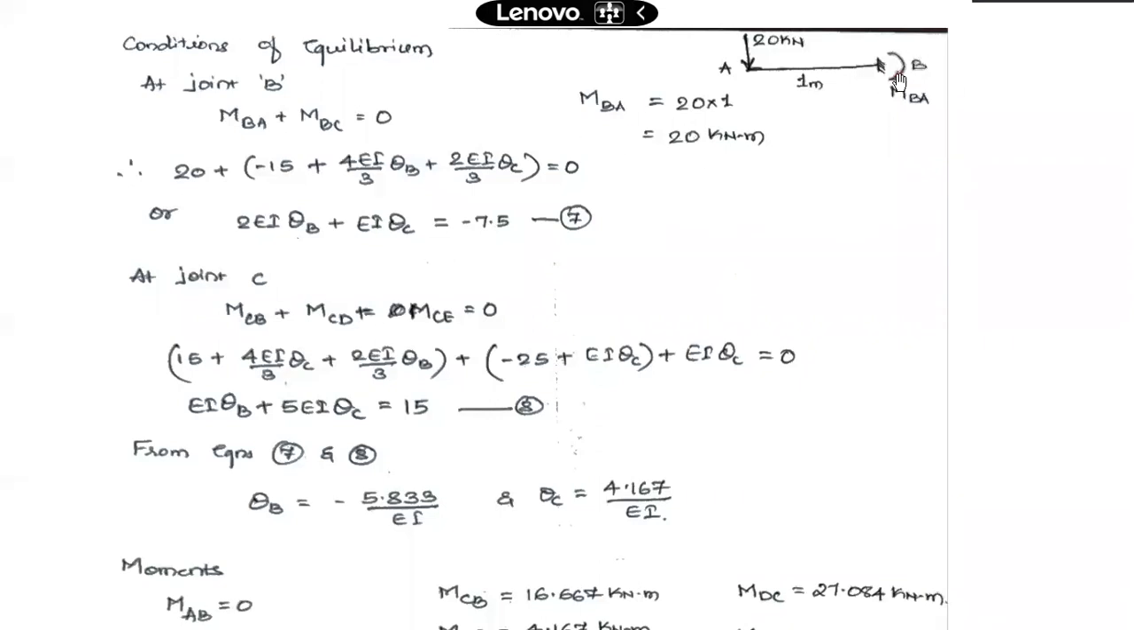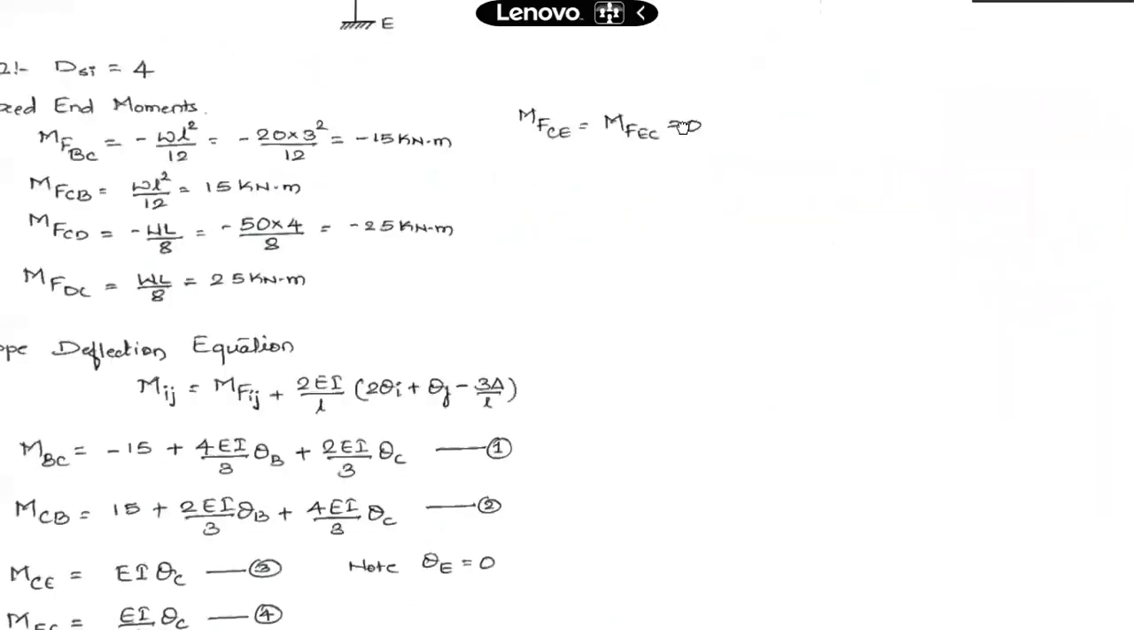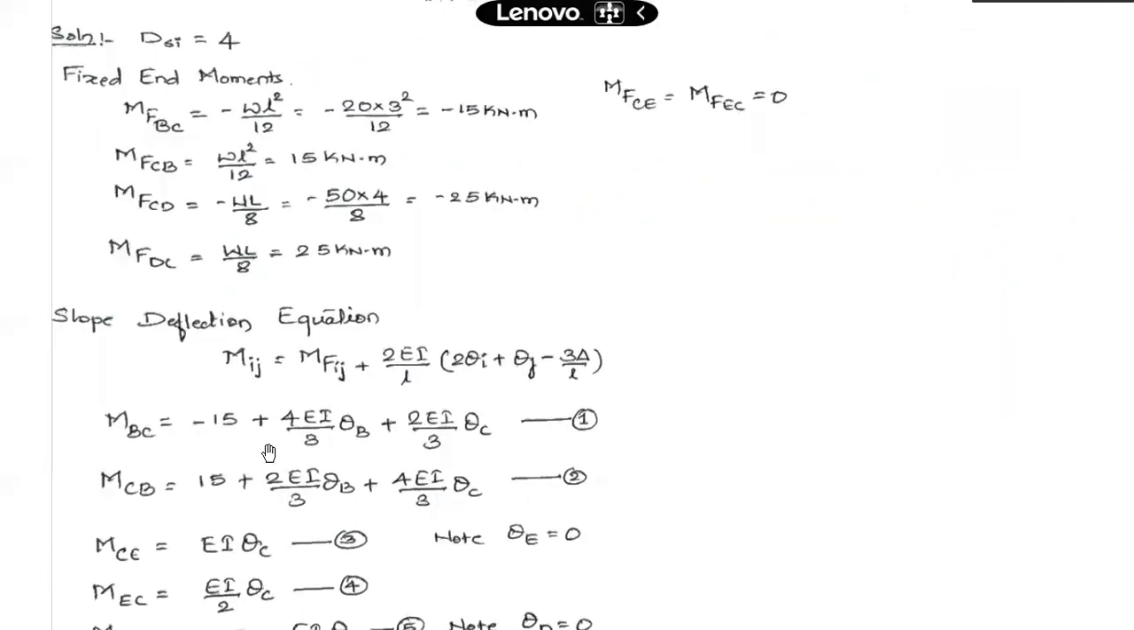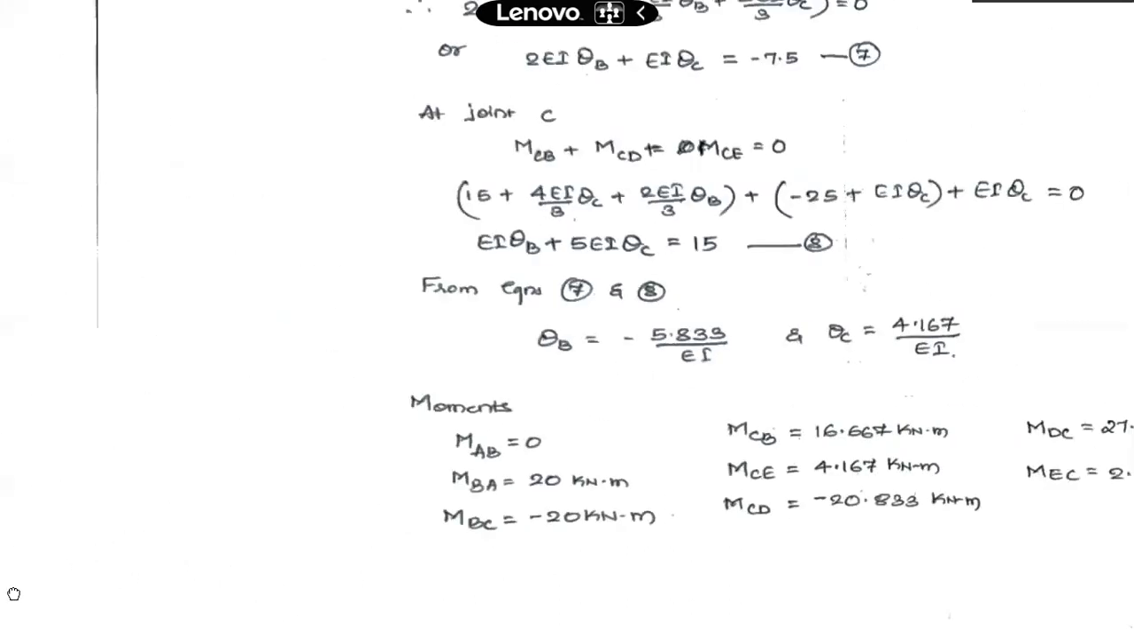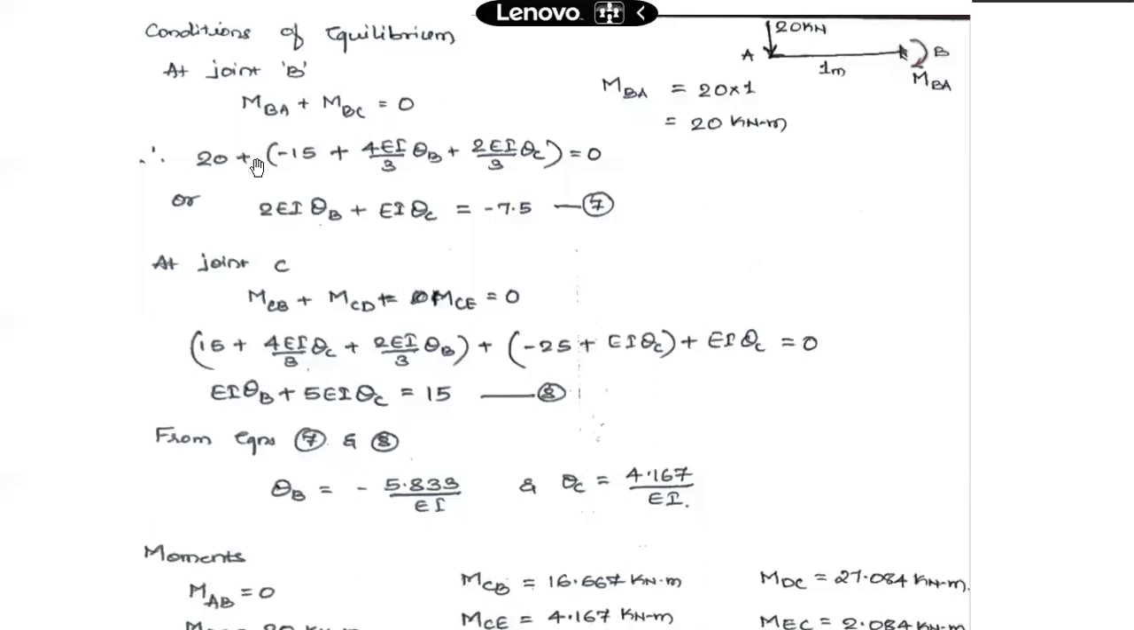Okay, this is a reaction at this fixed end. You can look at this as a cantilever beam. So the reaction here is opposite to this applied moment. So 20 clockwise moment, MBA 20, plus this was our equation number 1, I think. This one, MBC, we had it here: minus 15 plus 4 EI by 3 theta B plus 2 EI by 3 theta C. Okay, the same equation I have used here and simplified this.